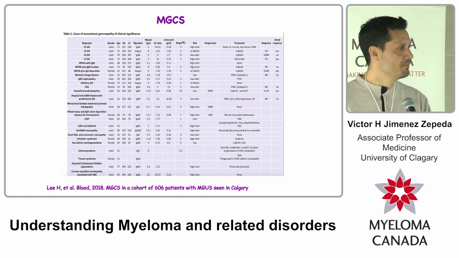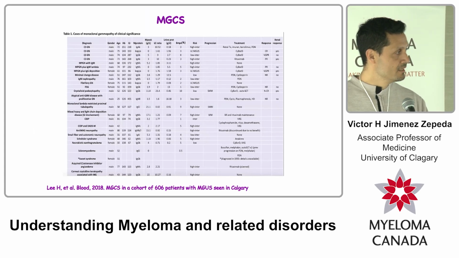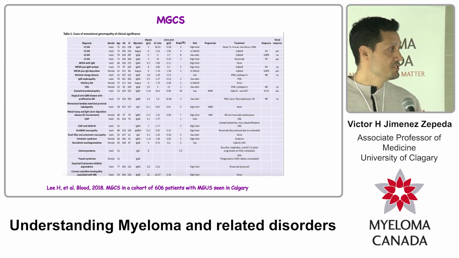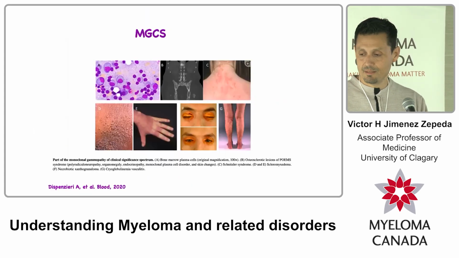This is almost 40 people where they have problems in the kidneys, problems on the nerves, and problems in other places without having myeloma. So by looking at them, we could potentially identify the right diagnosis and start working on them. And these are the symptoms.